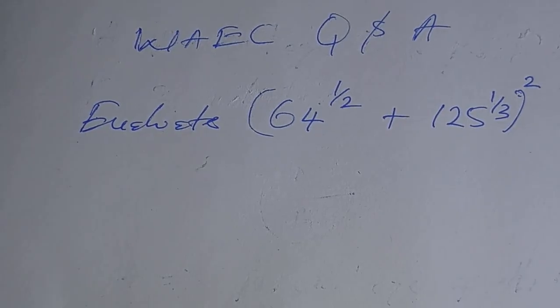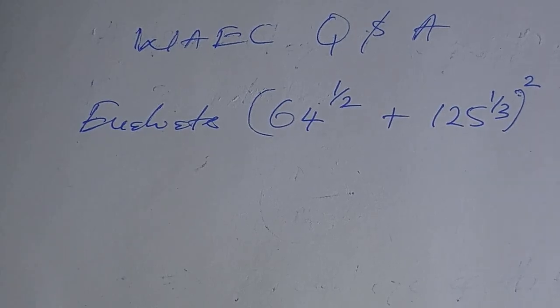mathematics session. Here we'll be dealing with this WAEC past question. And it says evaluate 64 raised to power 1 over 2 plus 125 raised to power 1 over 3, all squared. All into bracket square, like you can see it.